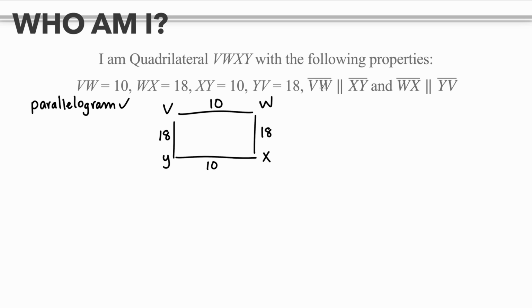Next, we also know that VW and XY are parallel. And we know that VX and YV are parallel. Okay, that still is only showing parallel. We do not know anything more, so therefore we will stop at a parallelogram.